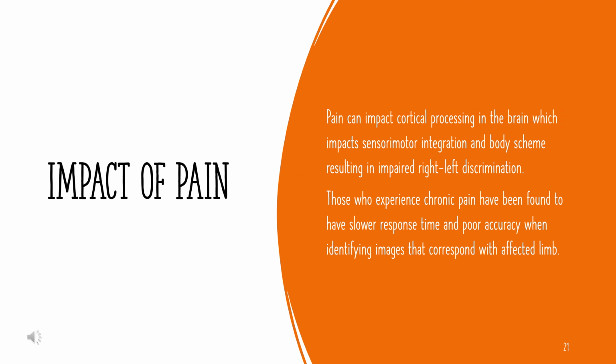When someone is experiencing chronic pain, either from CRPS or another injury or disability, this can impact the cortical processing in our brains, which impacts both sensory motor integration and body scheme, resulting in impaired right-left discrimination. Those who experience chronic pain have been found in several studies to have a slower response time and poor accuracy when identifying images that correspond with their affected limb.